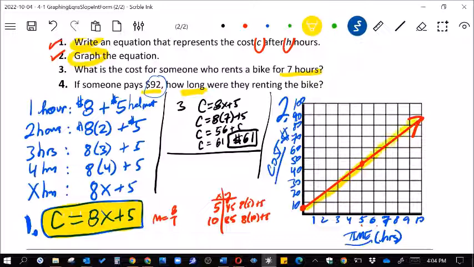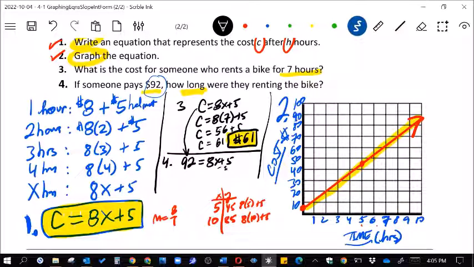So this line is the graph. That's 2, and then this is 3. Then there's the fourth thing to do. Okay, so the fourth thing to do is if someone pays $92, that means the cost here is 92 equals 8x plus 5. We have to solve for the x.